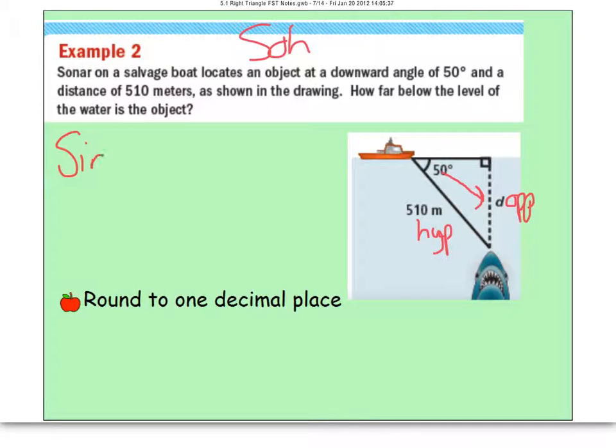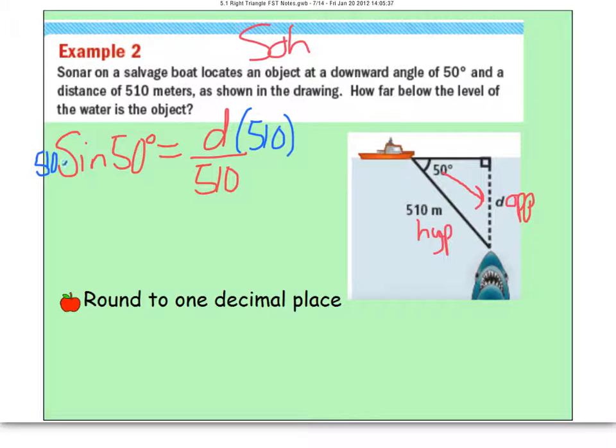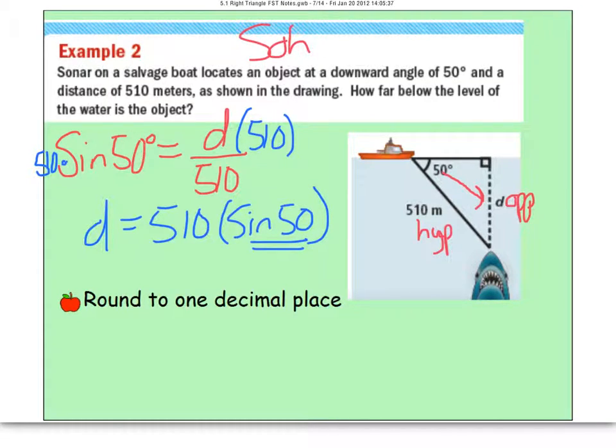So sine of 50 degrees is equal to opposite over hypotenuse, D over 510. And then go ahead and solve using the algebra. All you need to do is get D by itself. So instead of dividing by 510, you multiply. So you'd multiply this side by 510. On your calculator, you can type 510 times the sine of 50 degrees. Again, make sure you're in degree mode.